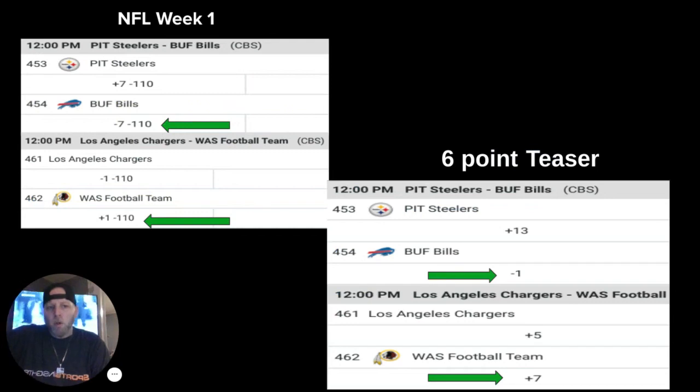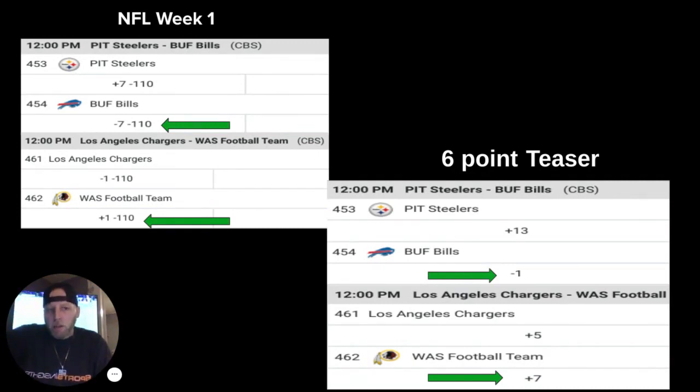So, for example, let's say you want to do a 2-team teaser for Week 1 NFL, and you decide on Buffalo -7 and Washington +1. If you were to do a 6-point 2-team tease with those two teams, you'll get 6 points to apply to each point spread, which, as you can see, would make Buffalo -1 instead of -7 and Washington +7 instead of +1. Simple enough, right?